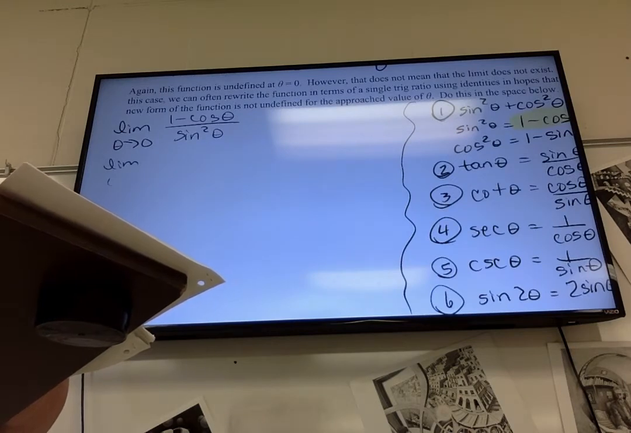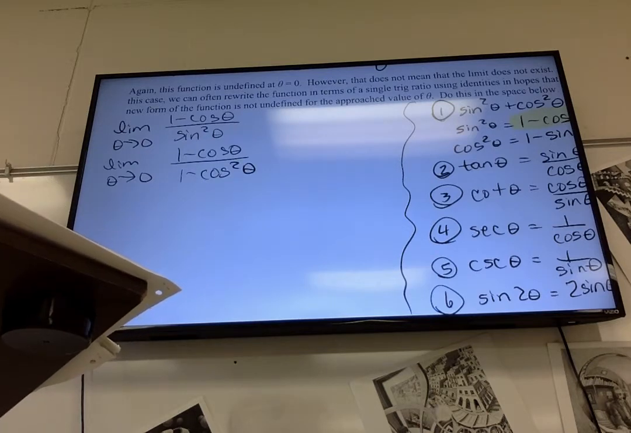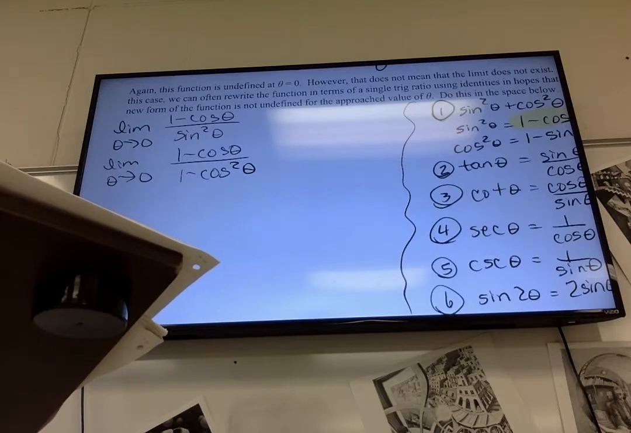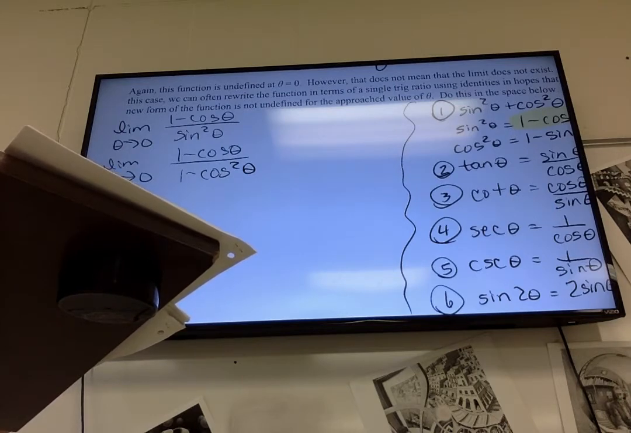So, limit as theta approaches 0 of 1 minus cosine of theta over 1 minus cosine squared of theta. Can I just cancel out those 1s and cosine? No. Because addition and subtraction cannot. What can I do? Plug it in again. It's still going to give me 0 over 0 though. Would they both go to 1? They'd both be 1. It'd be 1 minus 1. Yeah. Almost.